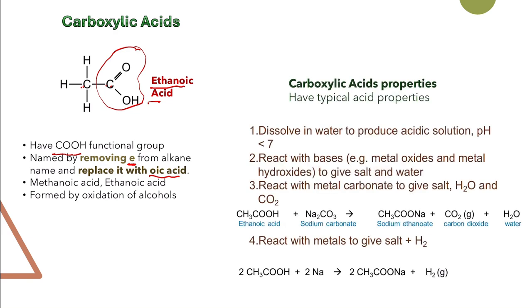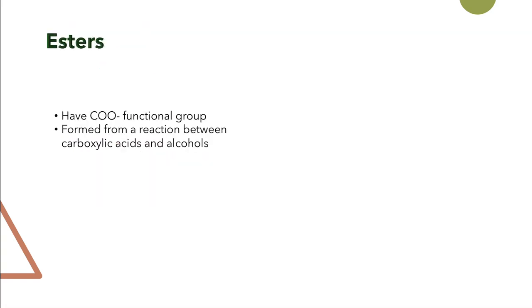Remember that carboxylic acids are still acids, so they have typical acid properties, but they are weak acids, not strong acids. First of all, they will dissolve in water to give an acidic solution with pH less than 7. They will react with bases, for example, metal oxides and metal hydroxides, to give salt and water. They react with metal carbonates to give salt, water, and carbon dioxide. So ethanoic acid with sodium carbonate will give sodium ethanoate, which is the salt of ethanoic acid, carbon dioxide gas, and water. They react also with metals to give salt and hydrogen in the same way as acids. So ethanoic acid with sodium will give you sodium ethanoate and hydrogen gas.